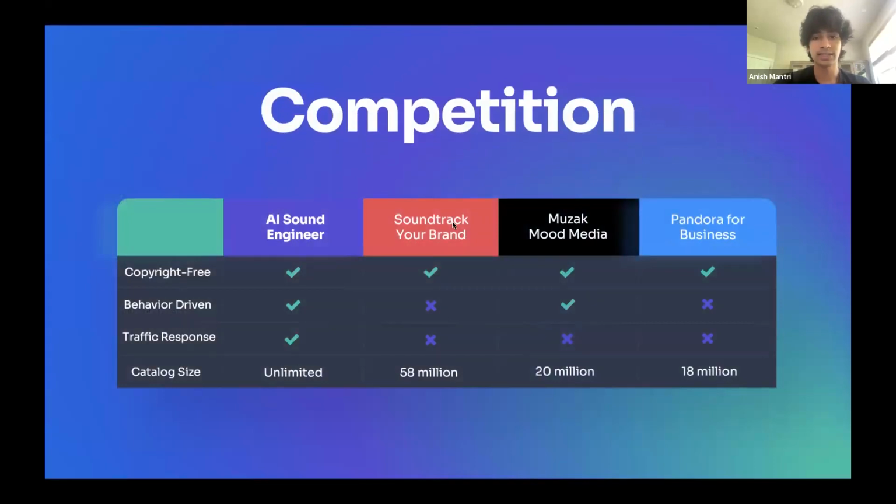Now, moving on from market size, let's look at competition here. This is a popular space as every business needs some sort of music solution to power the music in their stores, but ultimately there's a lot of reasons as to why we're the clear choice here. Like all of our competitors, our music is copyright free, but unlike our competitors, we are behavior driven, and we're also able to respond to human traffic for any business in real time. And no other major player is able to do either of these things. Finally, our catalog is essentially unlimited with our AI generated music, and this gives room for endless possibilities for businesses.